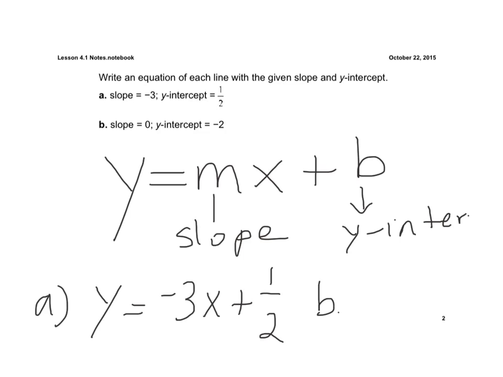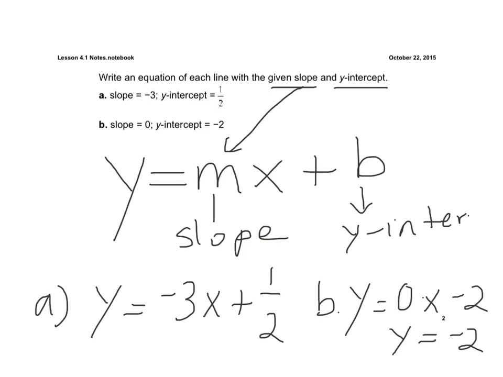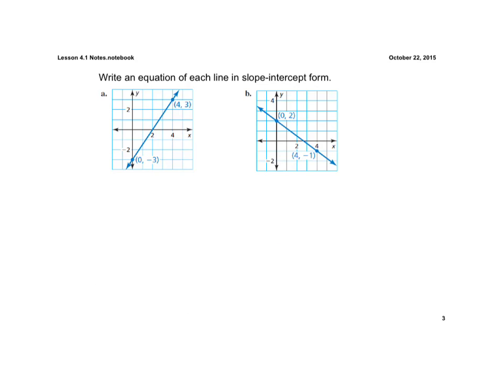For letter B, the slope is 0. So we have y equals a slope of 0 times x, and then the y-intercept of -2. Well, 0 times x is just 0, so this is just y = -2. So again, pretty simple to write an equation in slope-intercept form if you're given the slope and the y-intercept. You substitute the slope in for m, the y-intercept in for b, and you're done.